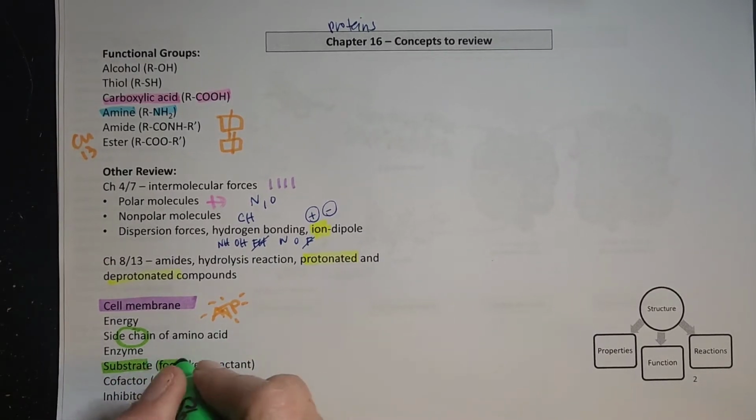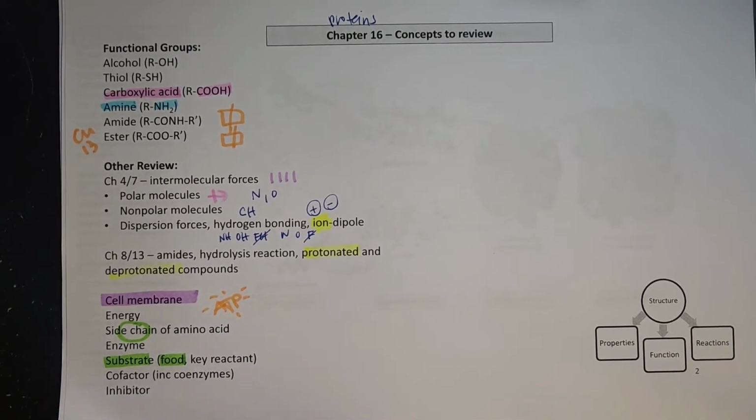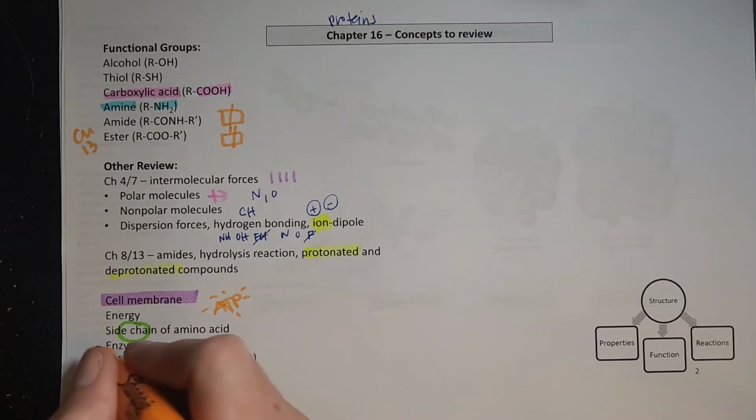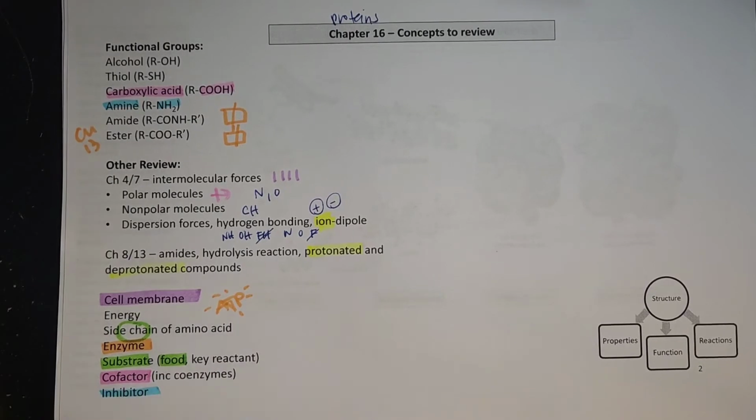Proteins as a substrate or as food will be a dark highlight. And then at the end of the chapter, we're going to be seeing a little bit about enzymes, because enzymes are a type of protein. And in those diagrams, our enzymes will be orange. Our cofactors, which you'll learn more about, will be pink. And our inhibitors, again, we'll learn more about those, will be blue. Okay?